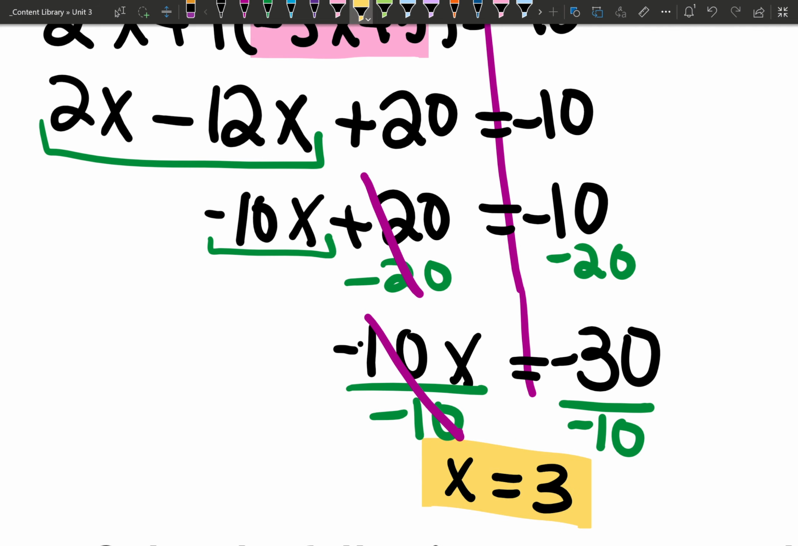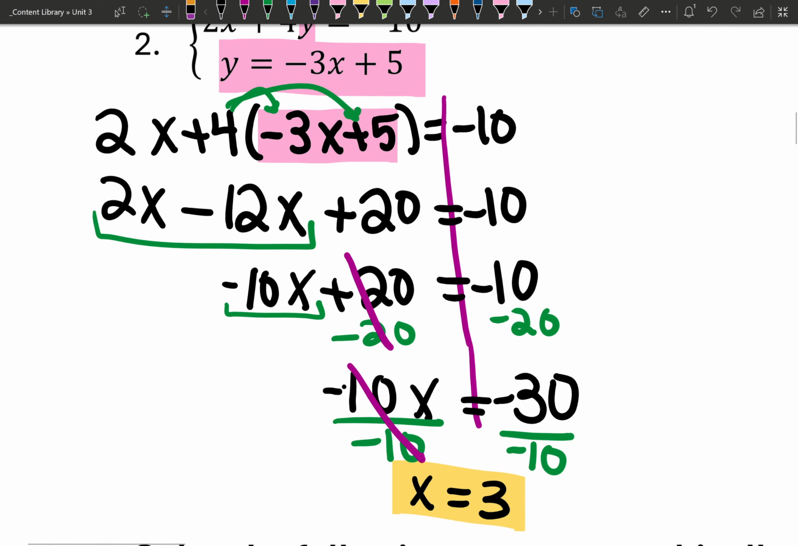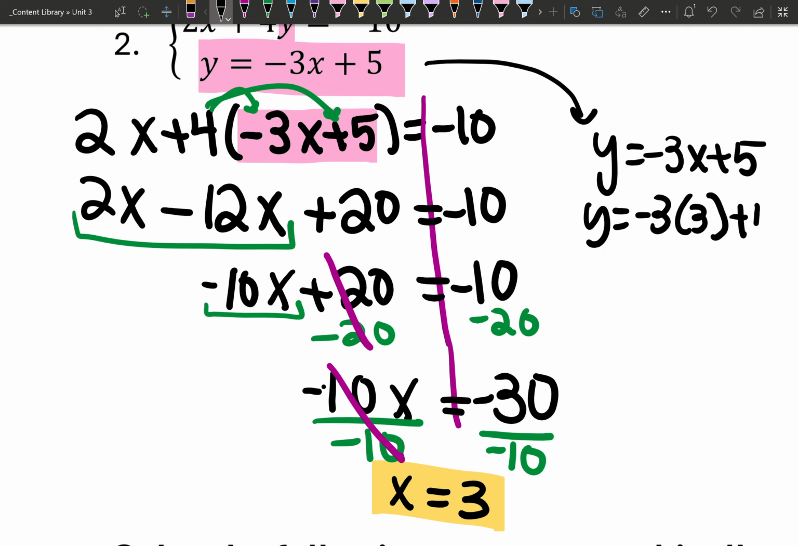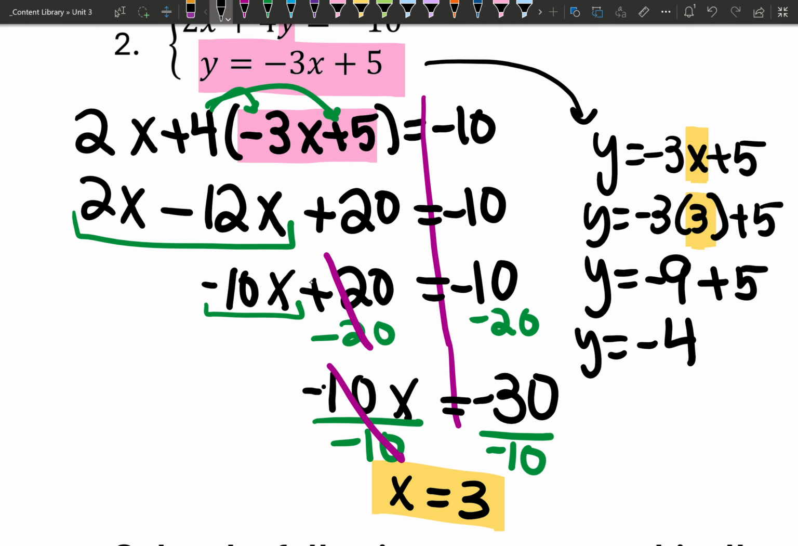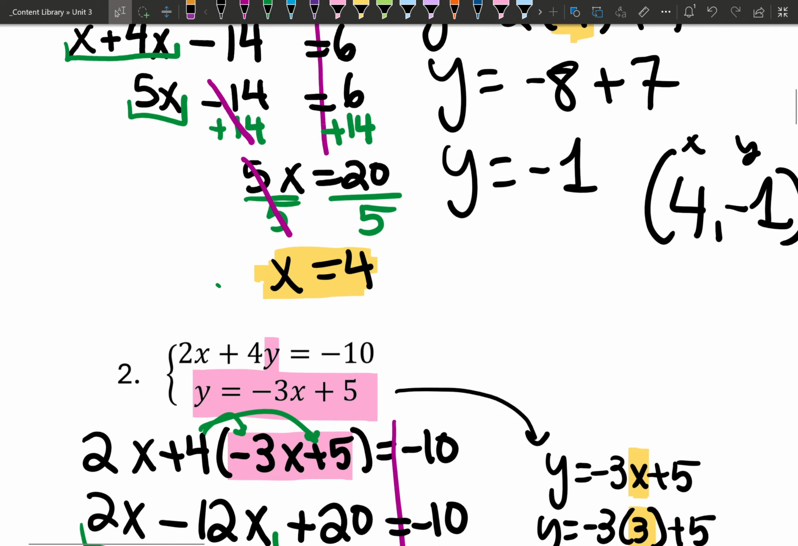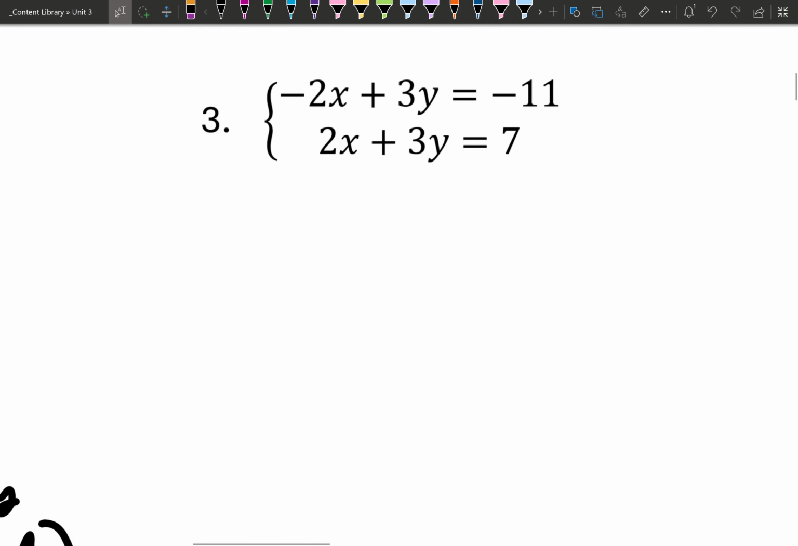We found x. Now in order to actually finish this problem, we have to plug x into the y equals equation to find y. Well, y equals negative 3x plus 5, which means y equals negative 3 times 3 plus 5, because x is 3. Negative 3 times 3 is negative 9, and negative 9 plus 5 is negative 4. So our answer is positive 3 comma negative 4. Alright, so those were two substitutions. Let's go on to some linear combination.